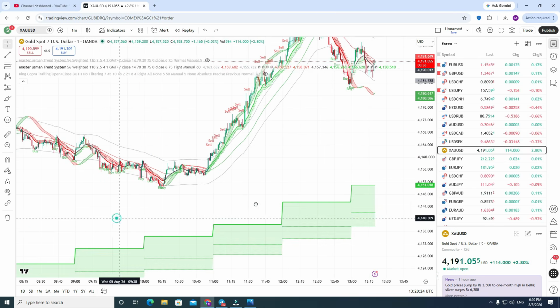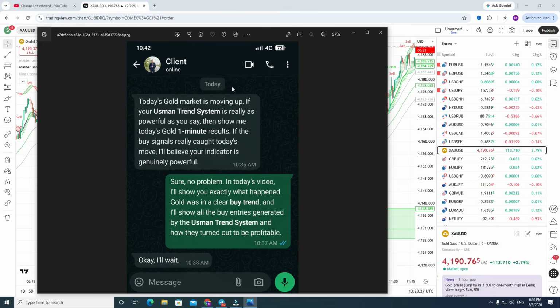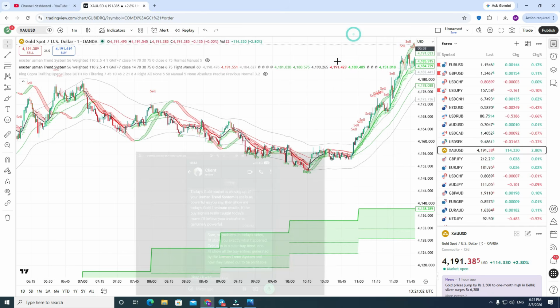But I received a strange question. Let me show you. The person was saying, if your Usman Trend System TradingView best indicator, this is my TradingView indicator name, is so powerful, then show me the results in the 1 minute time frame. He was saying today's gold market was upside, so let's show today's result. And I clearly say the market trend was upside, so you had to follow buy entries, and I will show you in today's video how powerful a system I have made.